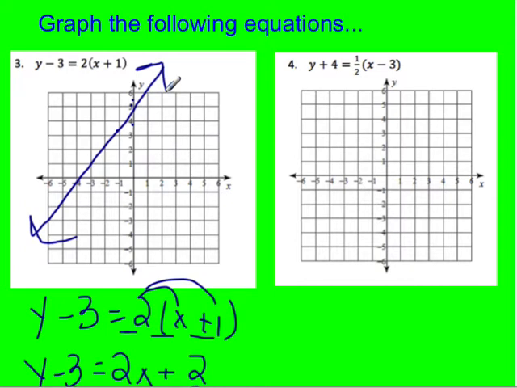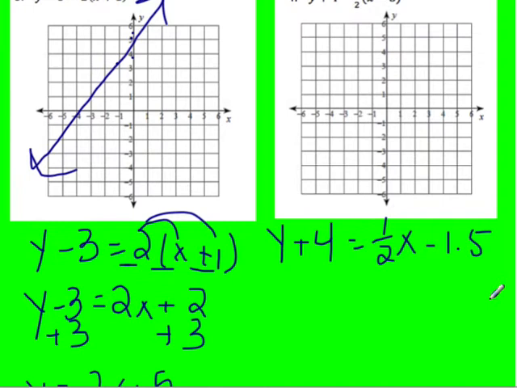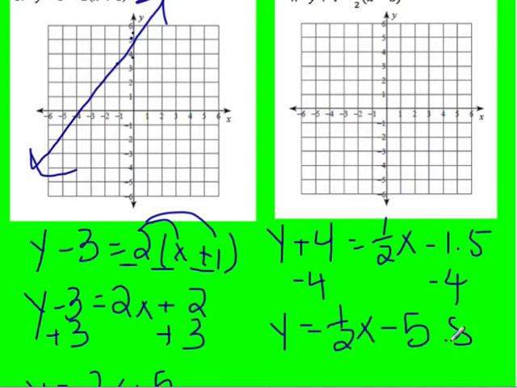So let's take a look now at number 4. Number 4 is a little tricky because you're going to end up with a decimal, but I know you guys can still do it. So first thing we're going to do is distribute in that 1/2. So I get y plus 4 is equal to 1/2 x. Now remember, 1/2 is the same as dividing by 2. So you could look at that as -3 divided by 2. Well, -3 divided by 2 is -1.5. I like to do decimals, at least at this part, for the y-intercept because it makes it easier to graph. So now I'm going to subtract 4 from both sides, and I get that y is equal to 1/2 x. -1.5 minus 4 is -5.5.